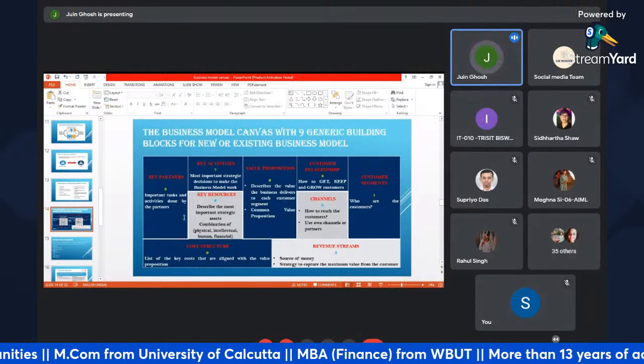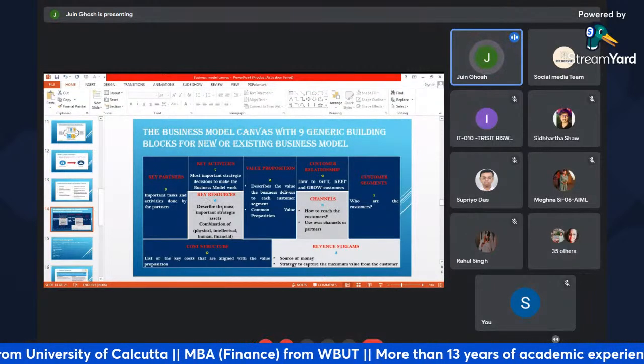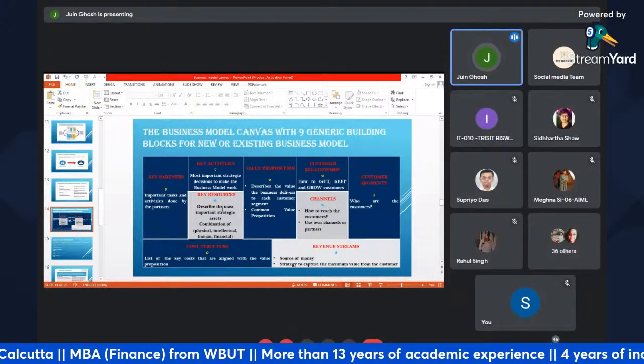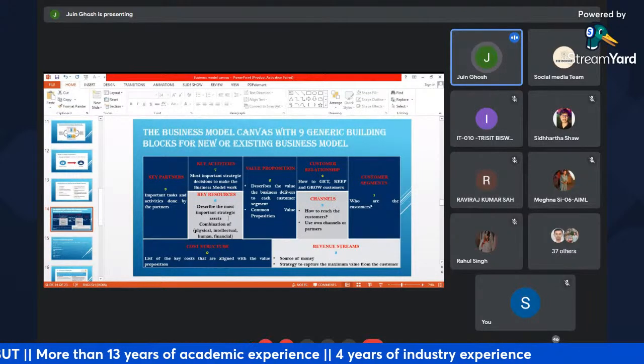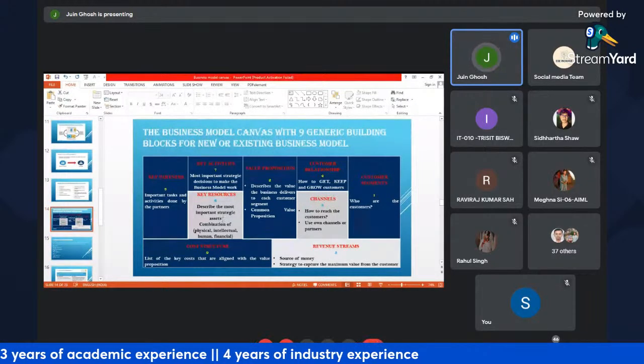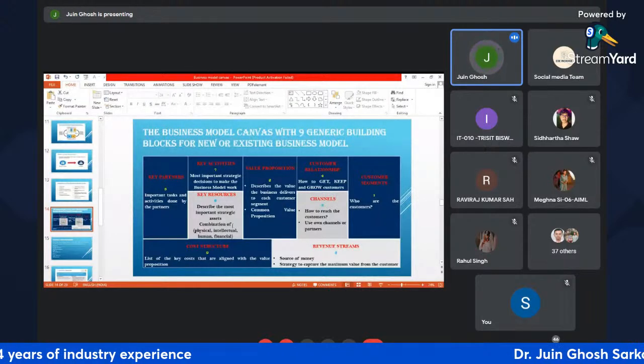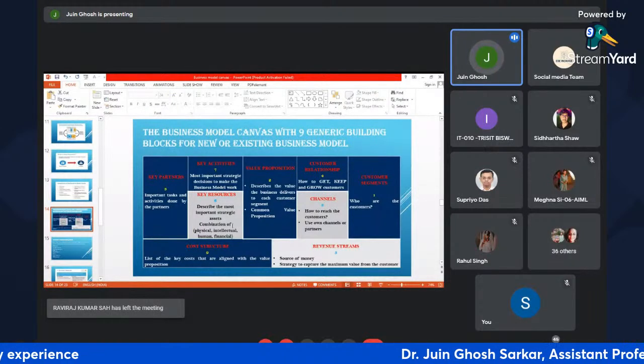The sixth point is the key resources. Now, when we talk about key resources, it actually describes the most important strategic assets. It is a combination of physical, intellectual, financial, and human resources of the organization.